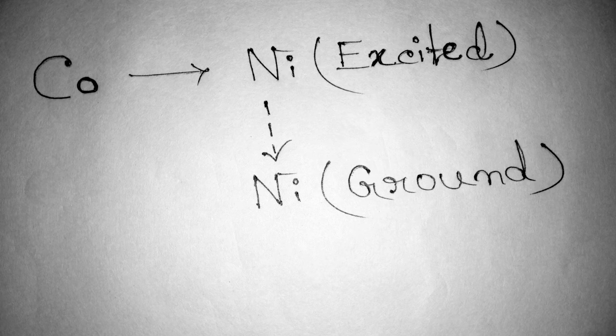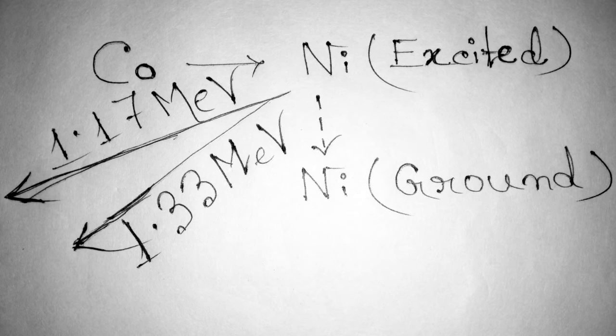It does so by emitting gamma radiation in the form of packets of photons. In this particular scenario, we get two types of gamma radiation consisting of energies of 1.17 and 1.33 million electron volt respectively. So you can imagine from this simple example why the penetrability of the gamma radiation is maximum among all the other waves. That's it for now.